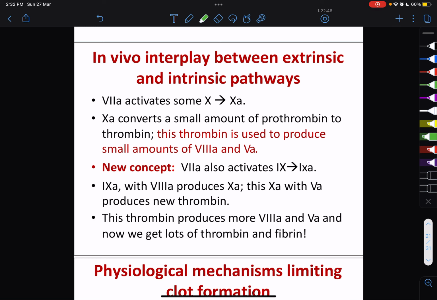Now, the newer concept, the newer studies say one more thing: that factor 7A also activates factor 9. It is not shown in the diagram, but newer research is telling us that 7A, once it is formed in the extrinsic pathway, is also active on factor number 9 and converts 9 into its active form.